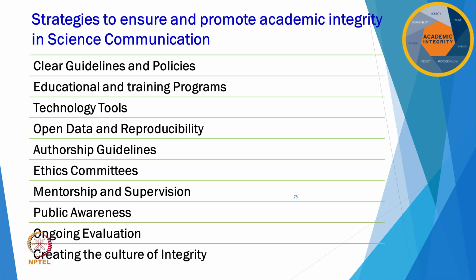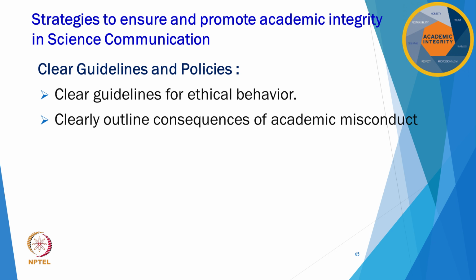Ensuring and promoting academic integrity in science communication is crucial for maintaining trust, credibility, and the advancement of knowledge. I would like to mention some of the strategies to achieve this, which may include clear guidelines and policies. This is one of the important aspects because there should be clear, comprehensive guidelines for ethical behavior and academic integrity. Clearly outline consequences for plagiarism, data fabrication, and other forms of academic misconduct. So clear guidelines and policies should be there.